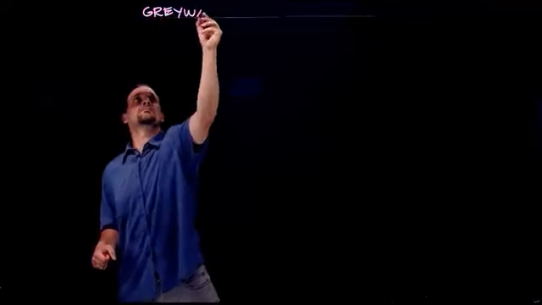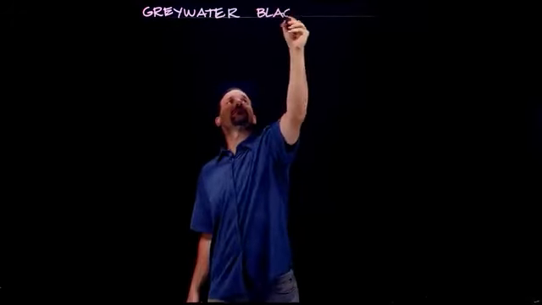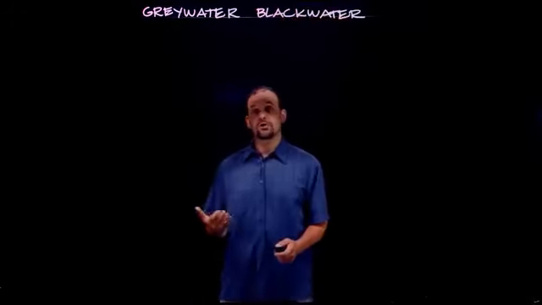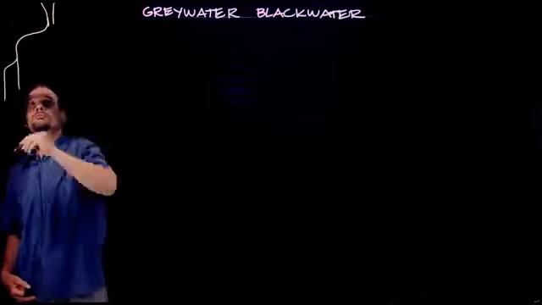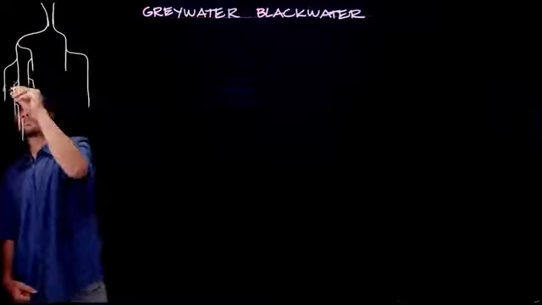We're talking about gray water, which is the slightly dirty water from showers, laundry, and sinks. And we're talking about black water, which is water from toilets and other really dirty uses. So let's start by looking at wetland plants.